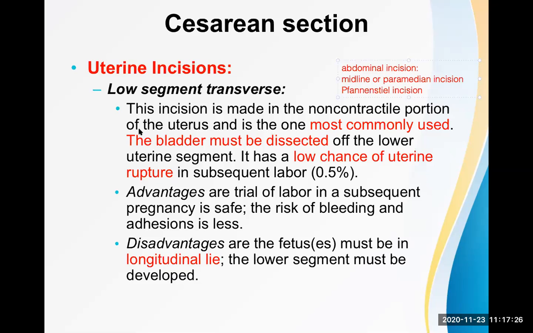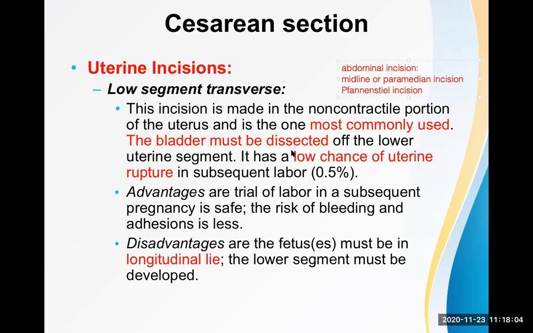In the uterus, there are again two types of incision which can be given, but the much more common and important one is the low segment transverse incision. That's why in different textbooks it is known as lower segment cesarean section, LSCS, a very commonly used term. Why? Because they give the incision in the lower segment of the uterus. This incision is made in the non-contractile portion of the uterus, which is known as the lower segment, and it is the most commonly used.